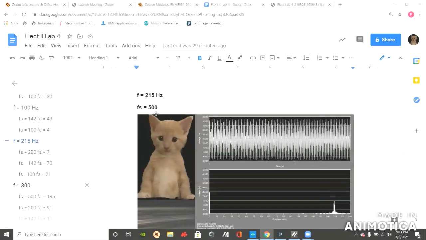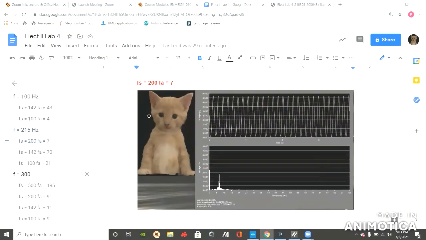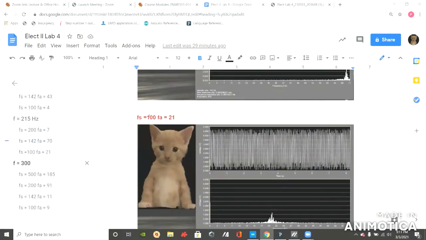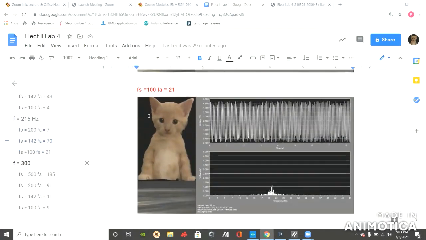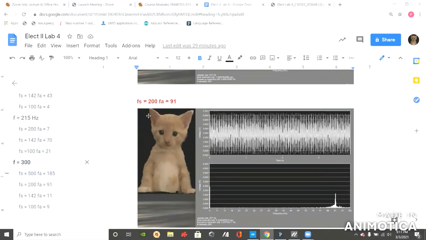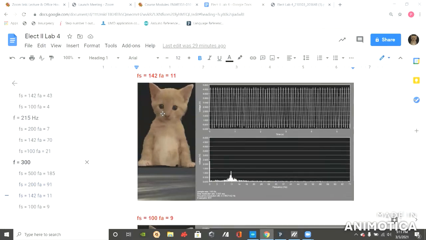For a frequency of 215 Hertz, the sampling frequencies that will alias are 200 Hertz, 142 Hertz, and 100 Hertz. For the frequency of 300 Hertz, all sampling frequencies will alias. And those are the reported aliasing frequencies.